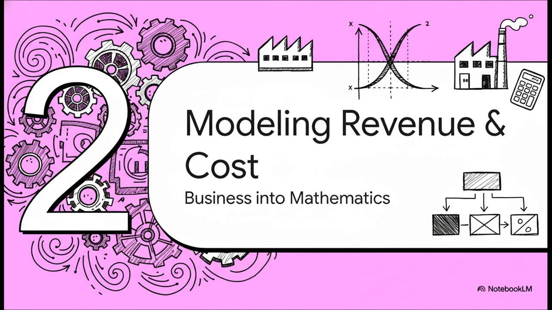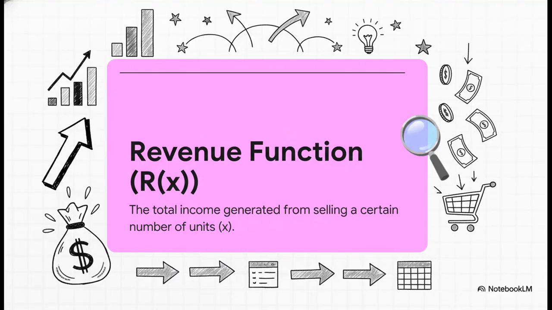So to find that sweet spot, we can't just rely on gut feelings or guesswork. We need a system. We need to translate our business operations into the clear, precise language of mathematics. So let's build a model for a hypothetical company and see exactly how this process works. First things first, we have to track the money coming in. We call this our revenue function, or R of X. In this function, X is just the number of items we sell, and R of X represents the total cash we bring in from selling all of them.